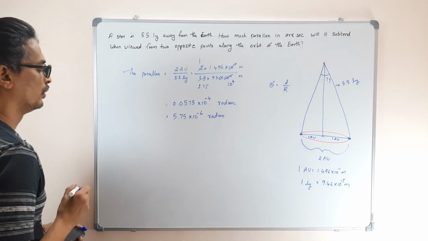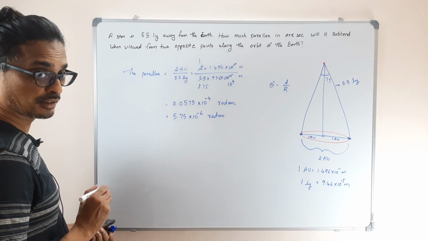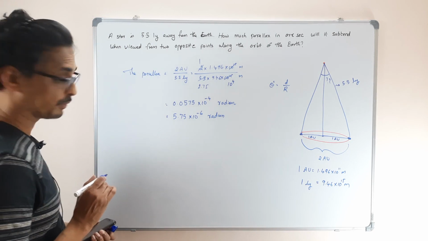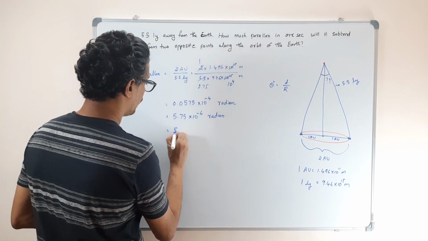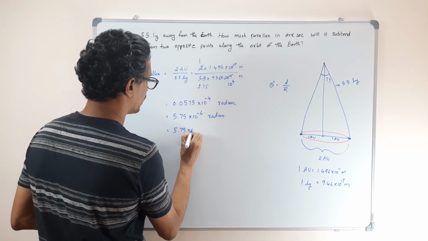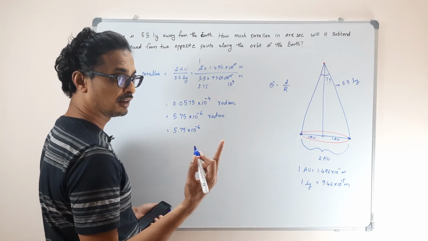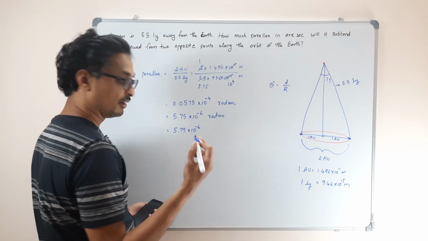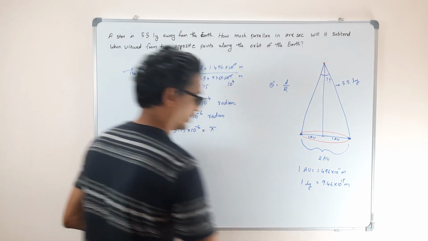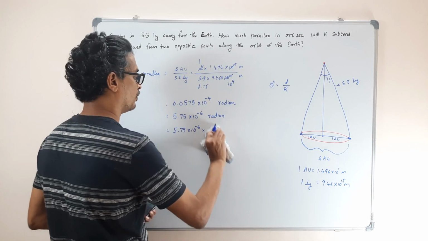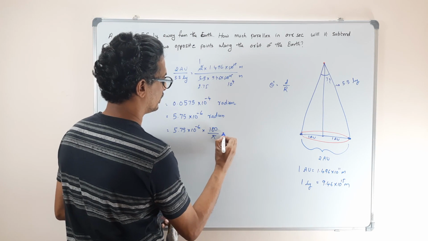And like that. So then we want to convert it into arc seconds. First, we have to convert radian to degree. So how will you convert radian to degrees? 5.75 into 10 to the power of minus 6. 1 radian is equal to how many degrees? Pi by 180? Correct. No, you are putting it in reverse. It is 180 divided by pi degrees.